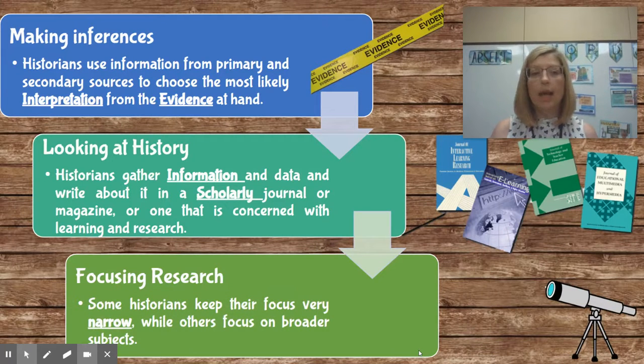Focusing research. Some historians keep their focus very narrow, while others focus on broader subjects, keeping in mind that every time they do this, they are looking at whether their sources are reliable, whether there is evidence, what is the author's point of view, and if there is bias in it.